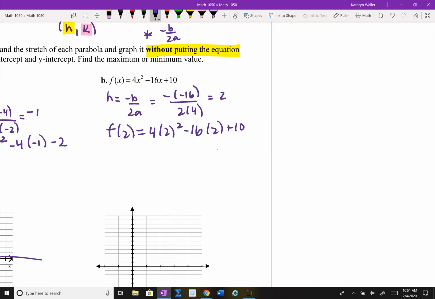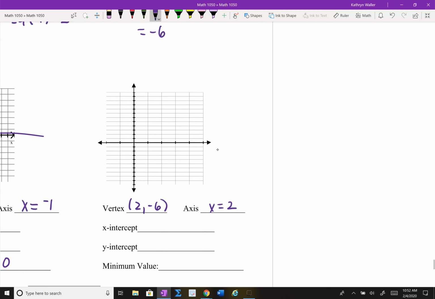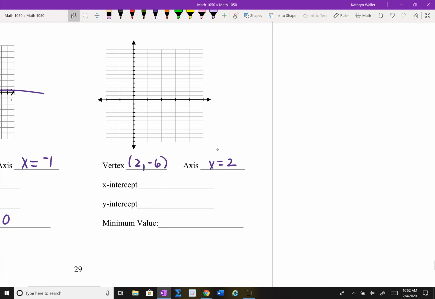Everybody go 4 parenthesis 2, close it, x squared, minus 16 parenthesis 2, close it, plus 10, hit enter, and I get negative 6. Look how I've written that work. Okay, so now I know my vertex is 2, negative 6. Axis of symmetry is x equals 2. Should I try to find my x-intercept and y-intercept right now? No. If it's a sweet, nice point, you can get it off the graph. So let's do that. Go right 2 and then go down 6.